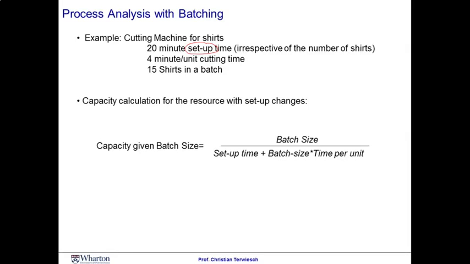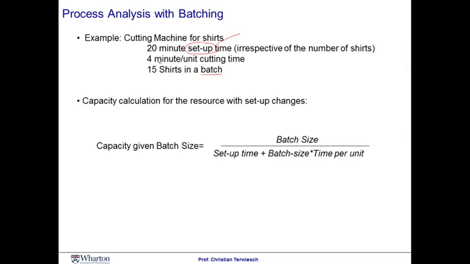To compute the capacity of the cutting machine, we first have to introduce the concept of a batch. A batch refers to a collection of flow units. More specifically, we refer to a batch as the number of flow units that are produced between 2 setups. As we change the template or the programming parameters from one shirt size to the next, we start a new batch. So here's how the capacity calculation works.